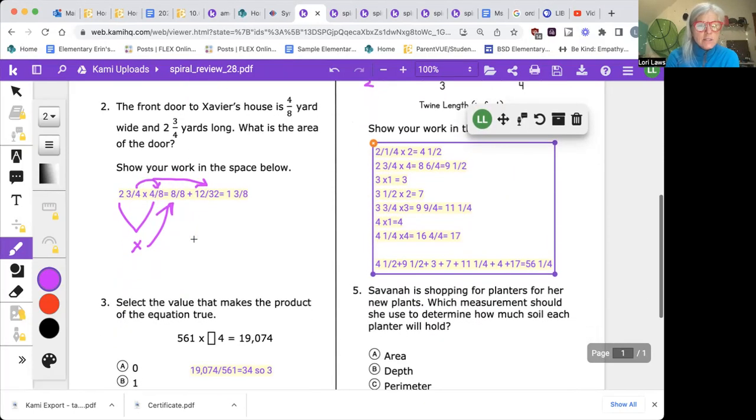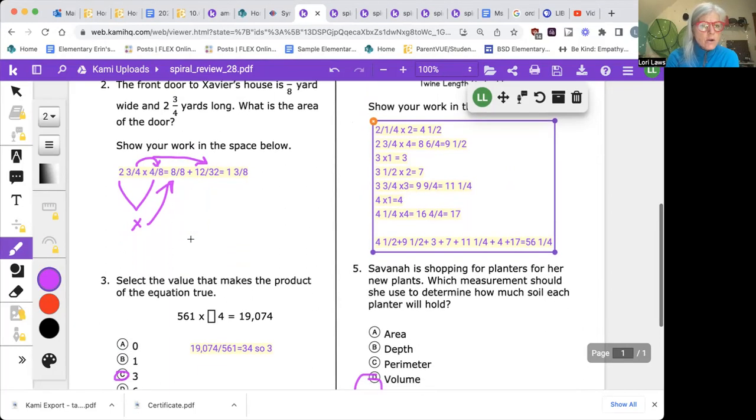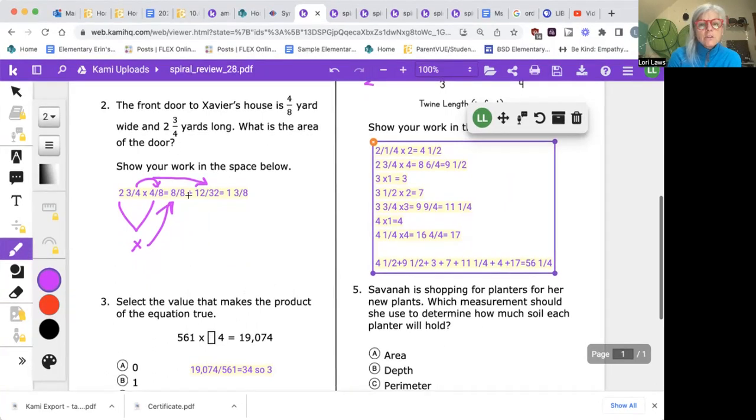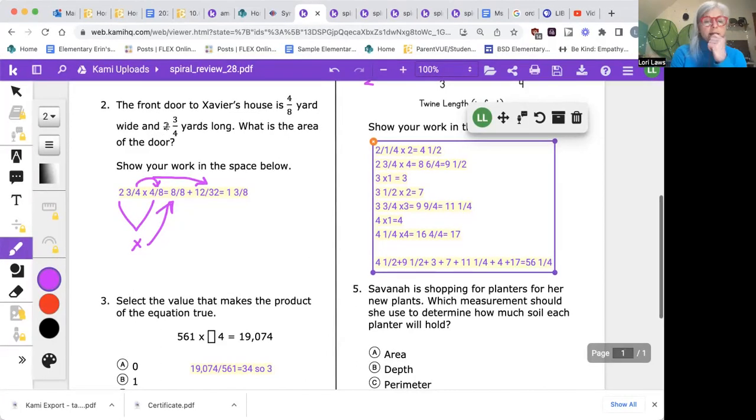Number 2, the front door to Xavier's house is 4/8 yard and 2 3/4 yards long. What's the area? Area is just simply multiplying 4/8 times 2 3/4. You can do that a variety of ways. You can convert 2 3/4 into fourths by saying, well, 2 wholes is like 8/4, so 9, 10, 11 fourths. That would be 44/8, and you'd have to divide 44 by 8. The way I did it, I did 2 times 4/8, which was 8/8, and then 3/4 times 4/8, which was 12/32, which is 1 3/8.